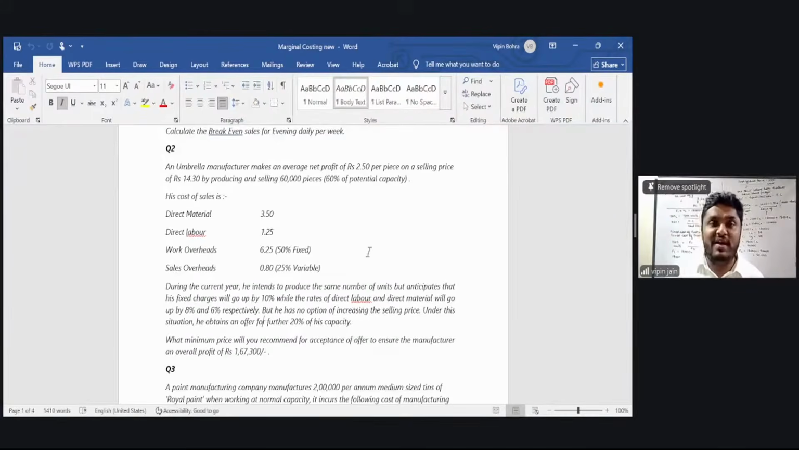Now, under this tough situation, the company obtains an offer for 20% of its capacity. That is 60% capacity, 60,000 pieces. So 20% capacity, 20,000 pieces. So, what minimum price will you recommend for acceptance of offer to ensure that the manufacturer earns an overall profit of 1,67,300? It's not a tricky question. I want you guys to attempt this question and post your answers.